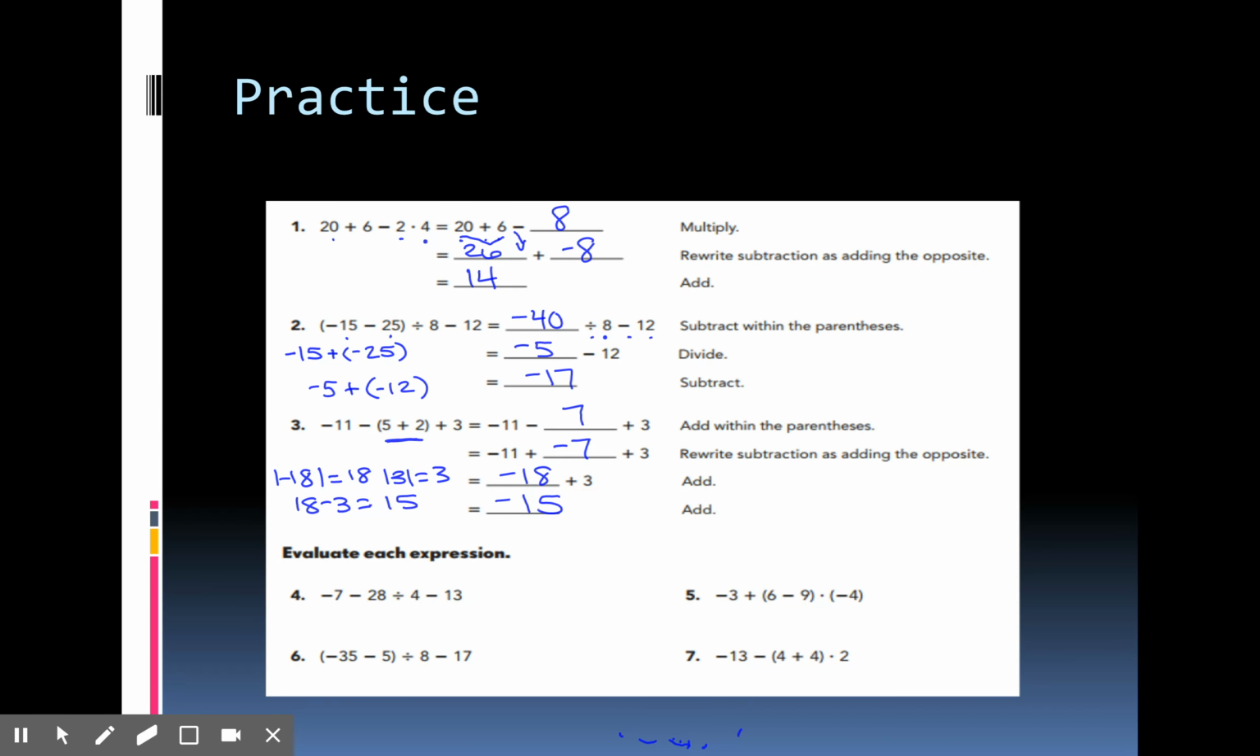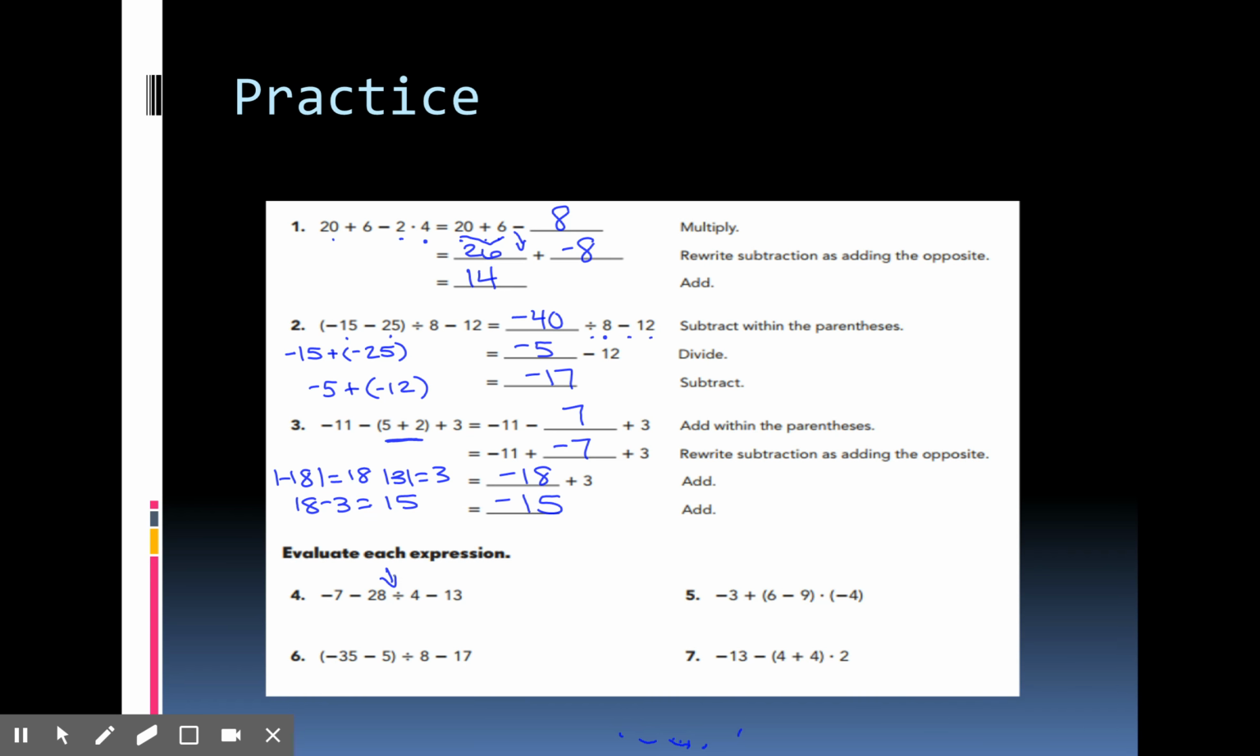Okay, so you're using everything that you've learned so far in this chapter and applying it. So please don't forget the rules for adding, subtracting, multiplying, and dividing and dealing with negative numbers. All right, number 4, negative 7 minus 28 divided by 4 minus 13. First, I'm going to deal with this division sign here.